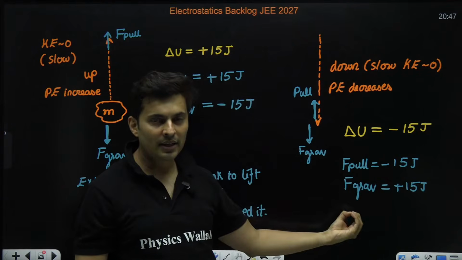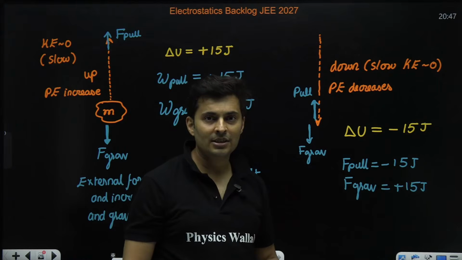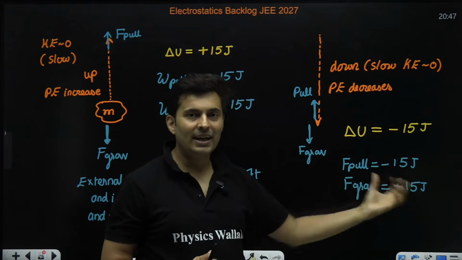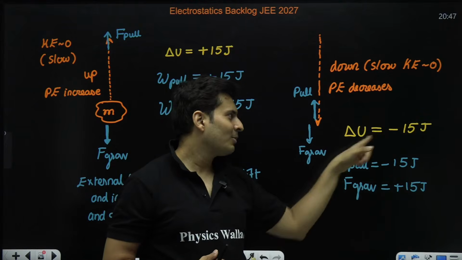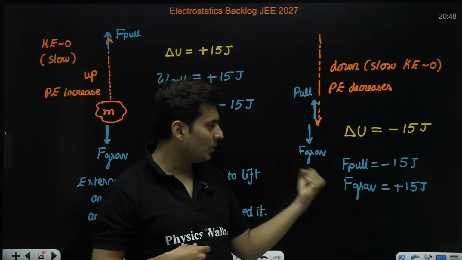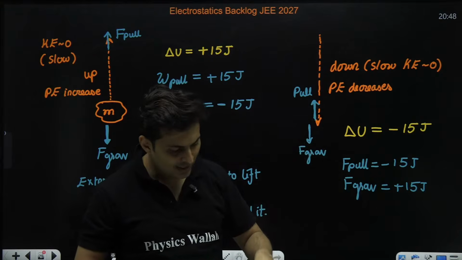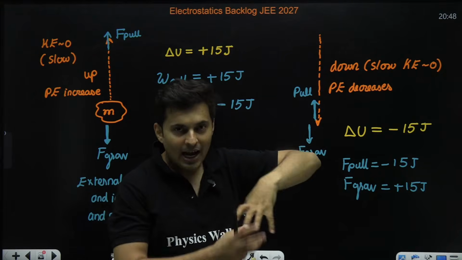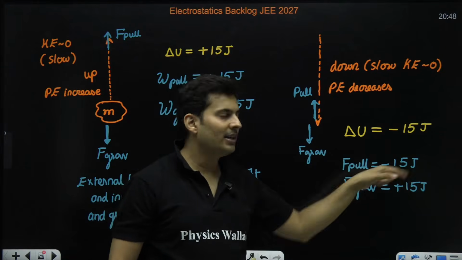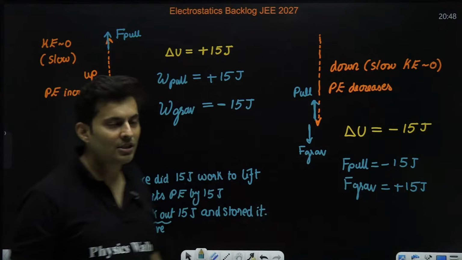In this context, it means gravity provided that energy of 15 joules, and what happened when it provided that energy? The potential energy reduced. And where was it taken? It was taken by my pulling force. So when I was holding it and slowly lowering, I am sucking away the potential energy within myself. So that's why that negative sign. But the important point is these numbers match.